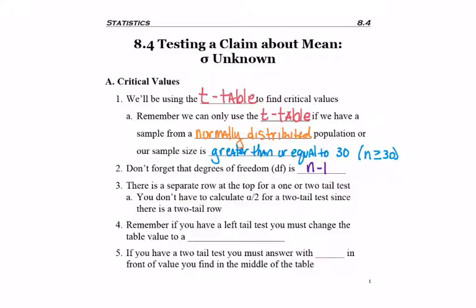When it comes to using that table, it only provides positive values. So if you have a left tail test, don't forget that the number that you found in the middle of the table needs to be changed to a negative number. And when working with a two-tailed test, even though you'll be using the row at the top that says two tails, the table value needs plus or minus in front of it.